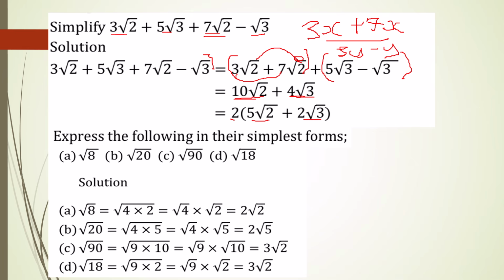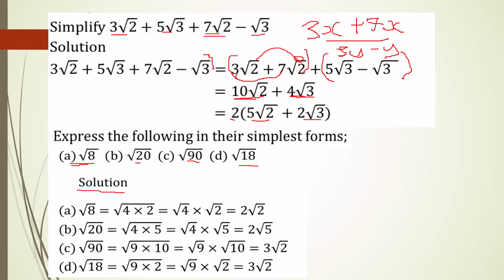Now proceeding, we are going to be expressing the following in their simplest forms. Here we are expressing these in the simplest surd format. First of all, we are going to express root of 8 in its simplest form, root of 20, root of 90, and then root of 18.